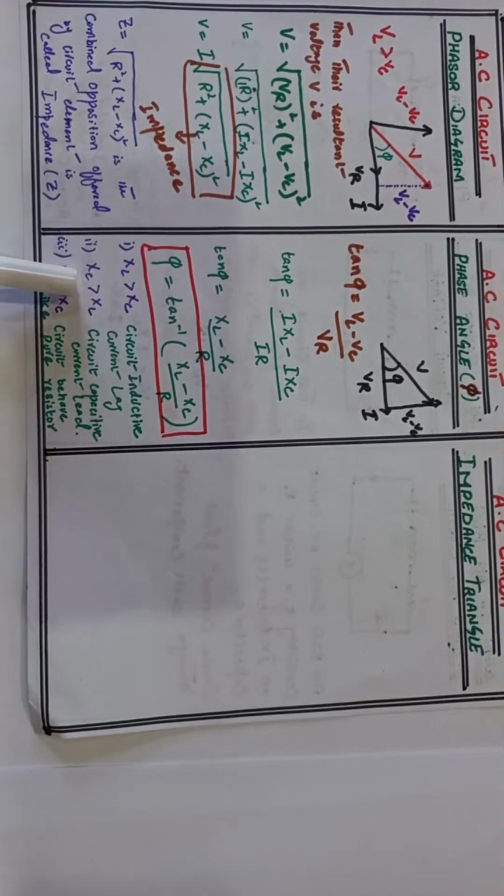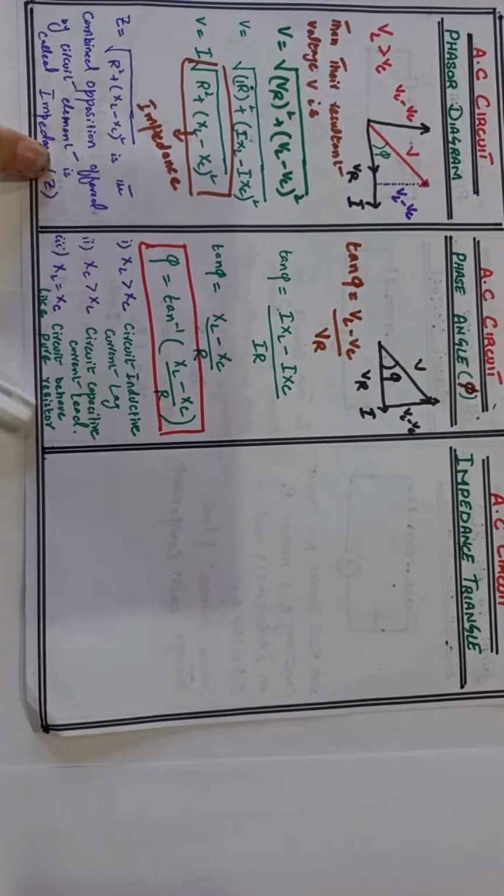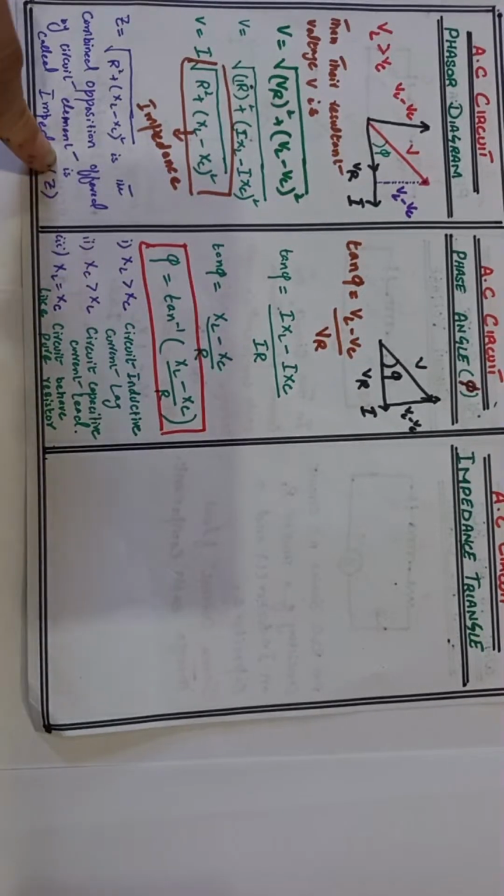First, when XL is greater than XC, the circuit is inductive and the current lags. Second, when XC is greater than XL, the circuit is capacitive and the current leads. And third, when XL is equal to XC, the circuit behaves like a pure resistor. Next we discuss the impedance triangle, how we draw the impedance triangle.